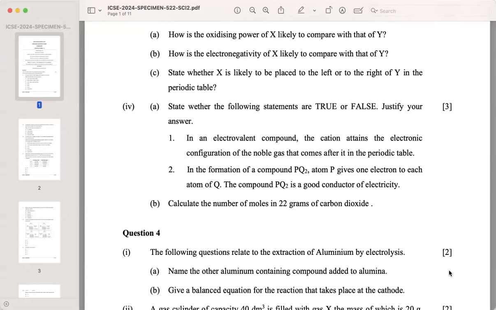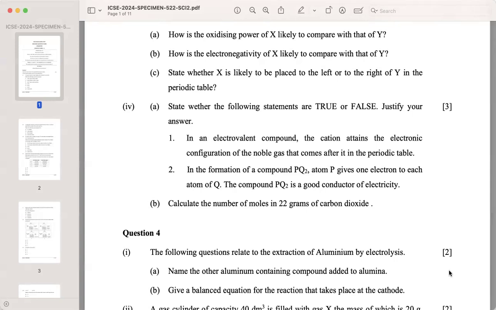Second, in the formation of compound PQ2, atom P gives one electron to each atom of Q. The compound PQ2 is a good conductor of electricity. The statement is true. B part, calculate the number of moles in 22 grams of carbon dioxide.